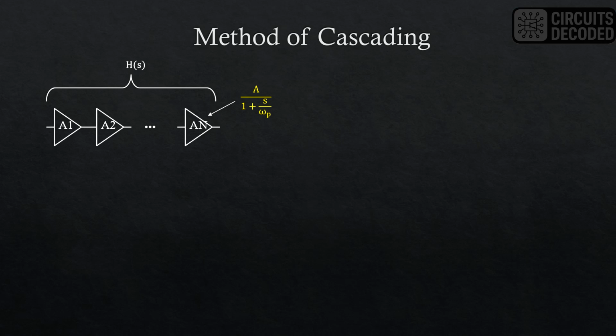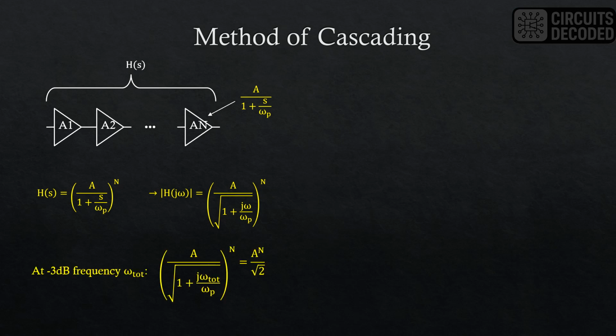Let's assume each of the amplifiers has one pole at omega p and a DC gain of A. The cascaded transfer function can be simply written as the product of the gain of each of the stages, as shown here. Next, by taking the absolute value, we can get the magnitude response and find the 3 dB location. The 3 dB frequency location is where the magnitude drops by a factor of square root of 2 relative to the DC gain. After we solve this equation, we can find the system bandwidth omega tot as shown in this expression.